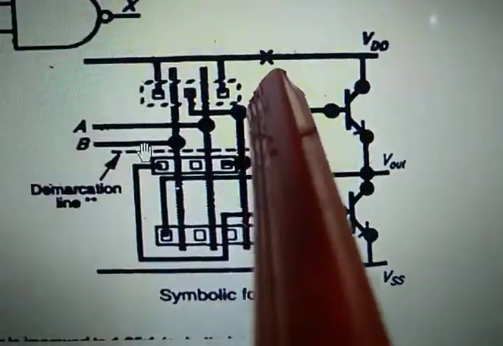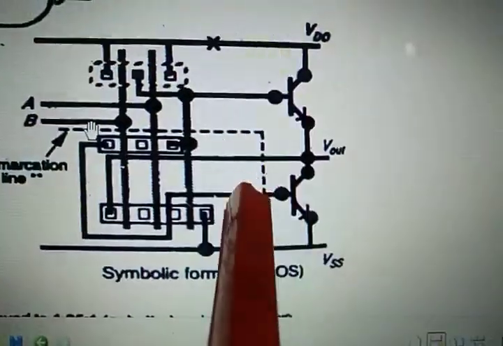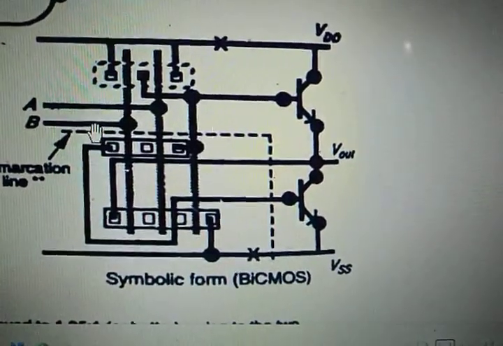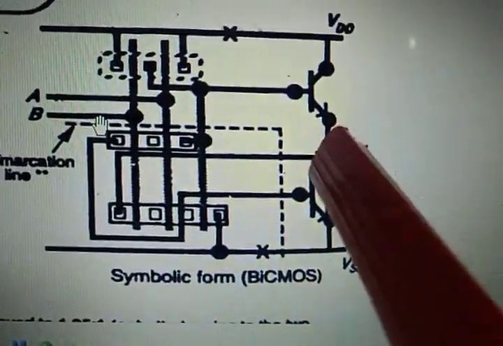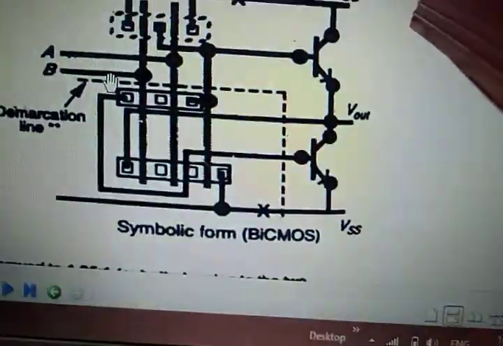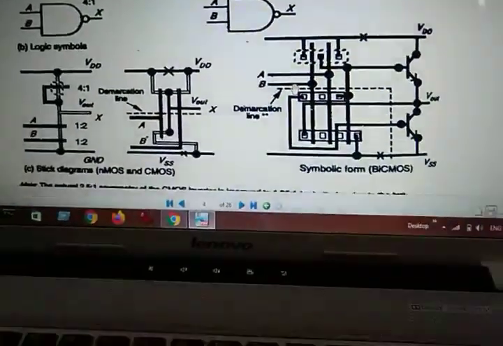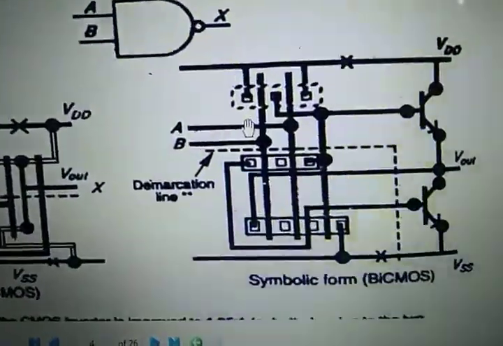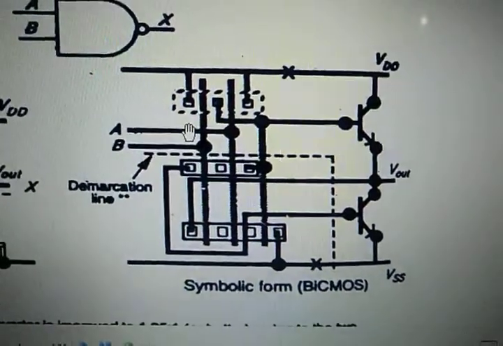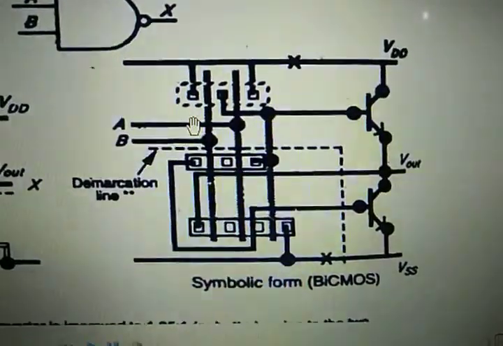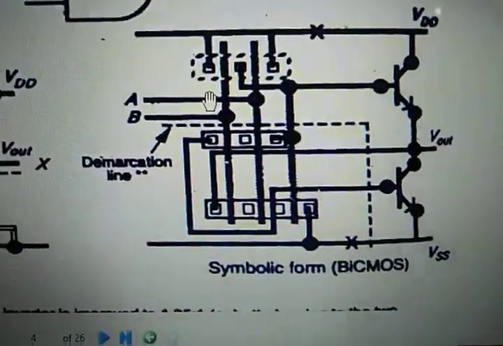Here it is also the same, whatever you draw in the circuit, the same you can draw here also. Okay, the next one, for this you just go through the pictures I sent once.